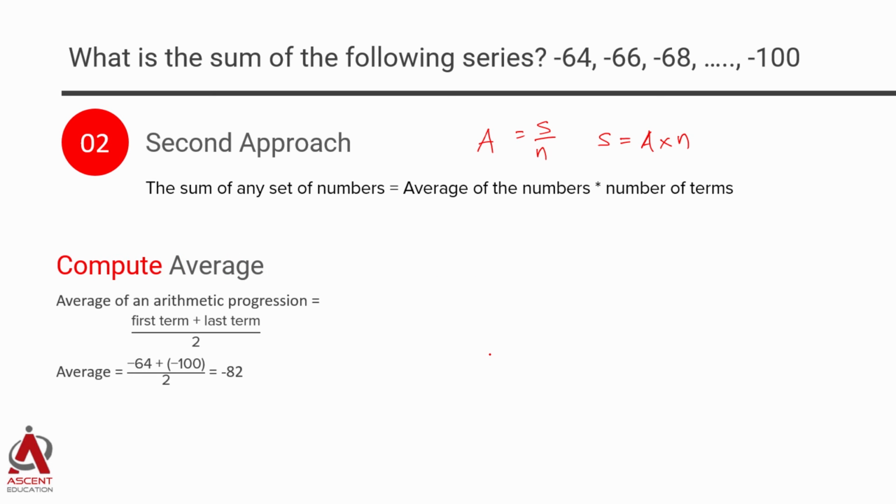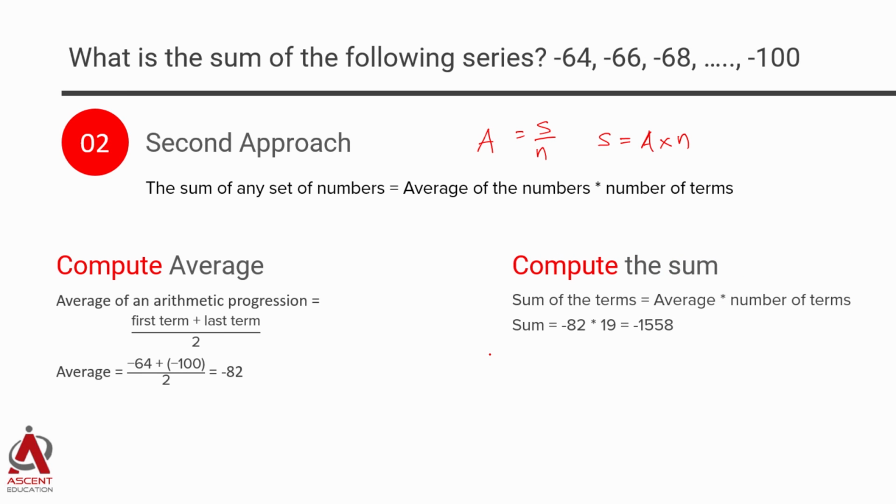The average for an arithmetic progression is the first term plus last term by 2. In our case, the first term is minus 64. The last term is minus 100. So minus 64 minus 100 by 2 is equal to minus 82. So we have found out the average. In the previous method, we computed the number of terms to be equal to 19. So the sum of the sequence is equal to the average, minus 82, into the number of terms, 19, which is equal to minus 1558.